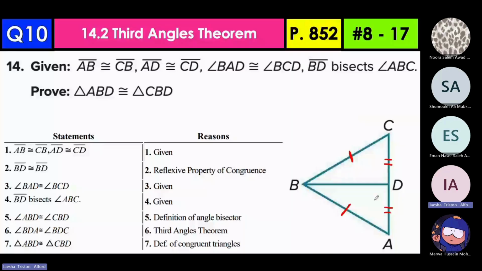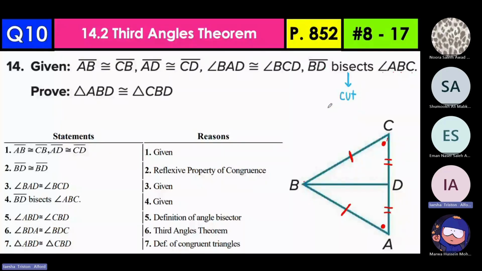What else does it tell us? Angle BAD is congruent to angle BCD. BAD, this angle, is congruent to BCD, this angle. And we also know that side BD bisects angle ABC. What is the meaning of bisect? Between. Two equal sides. Bisect means that you're going to cut it, right?